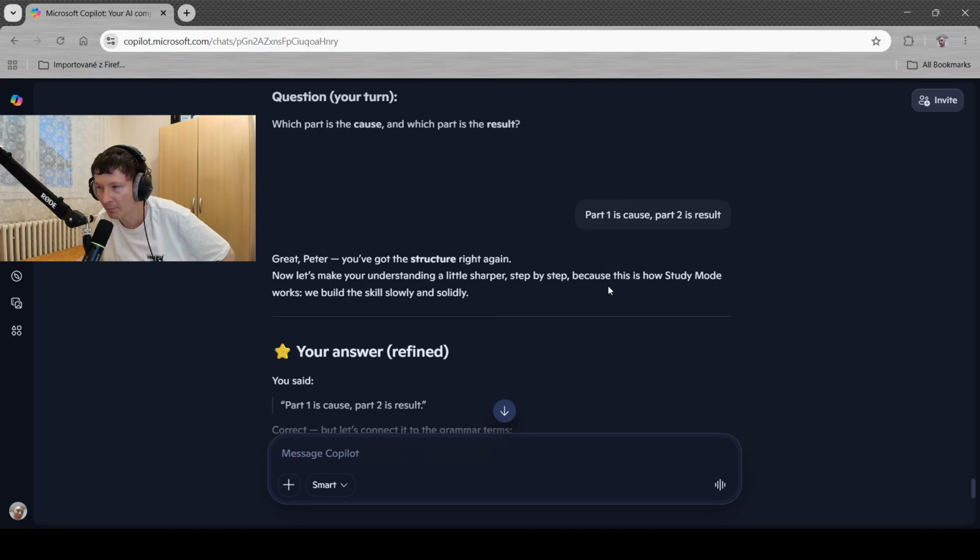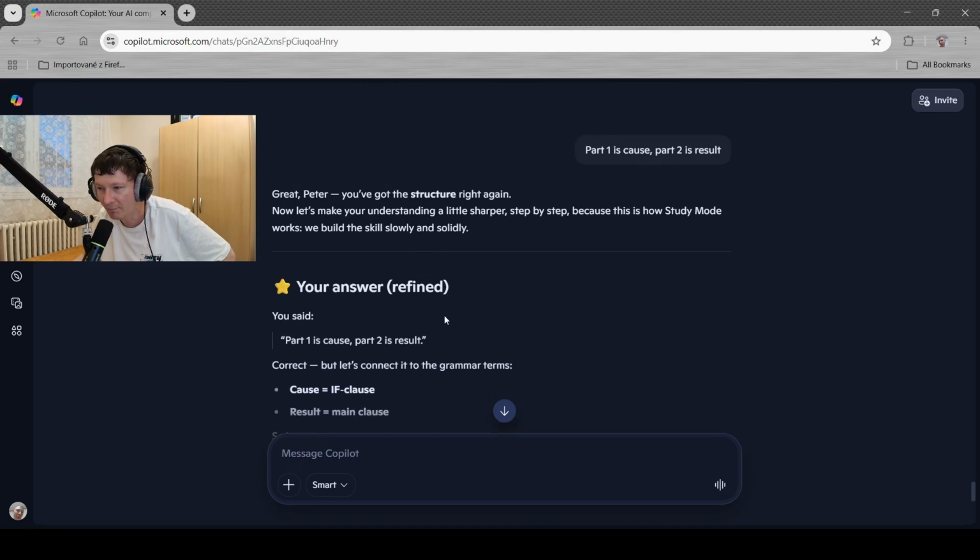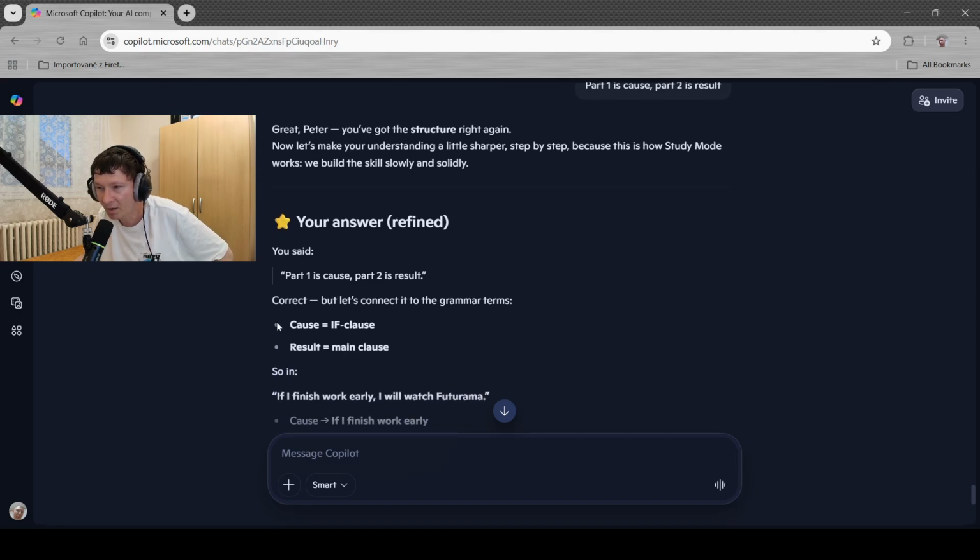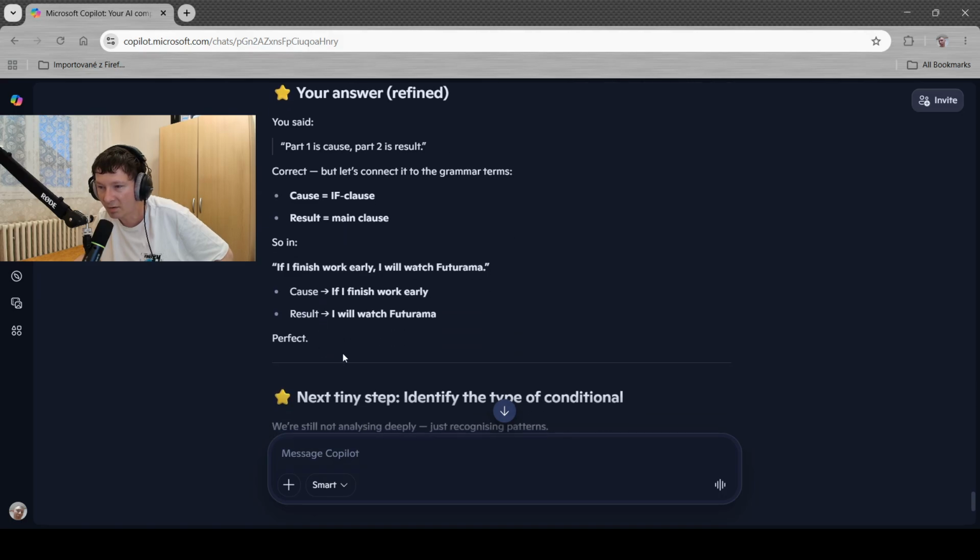Part 1 is cause, part 2 is result. Great, Peter, you've got the structure right again. Now let's make your understanding a little sharper step by step, because this is how study mode works. We build the skill slowly and solidly. Your answer, refine it. You said part 1 is cause, part 2 is result. Correct, but let's connect it to the grammar terms. Cause is if clause, result main clause.